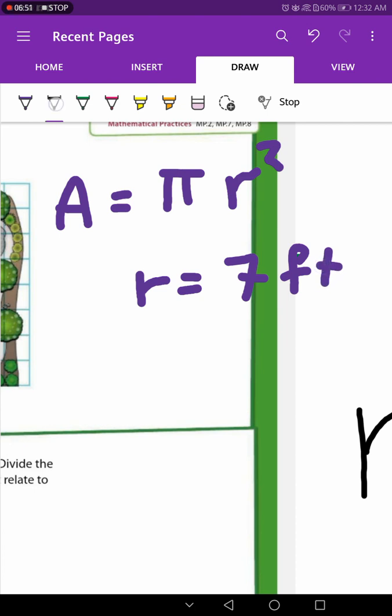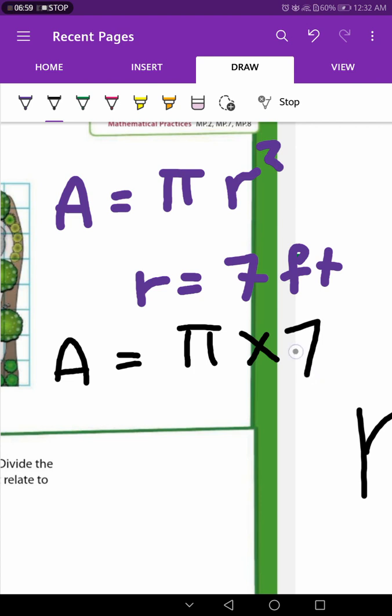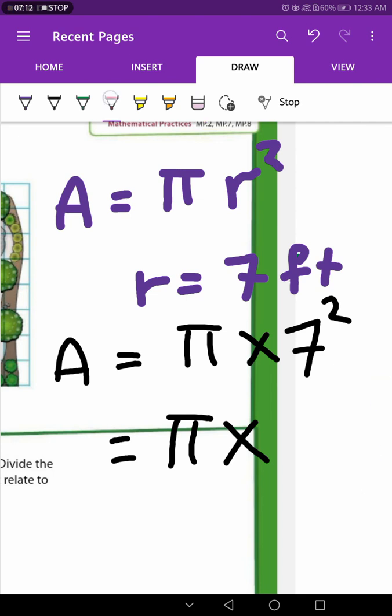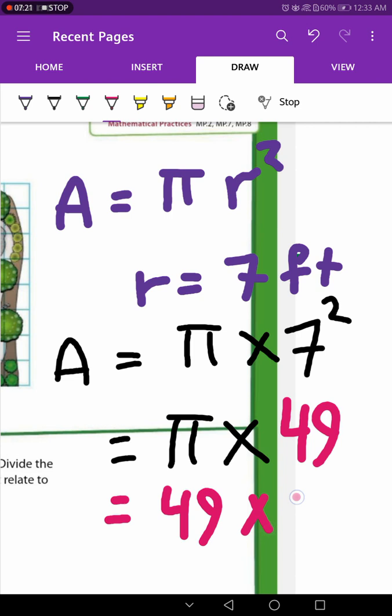So to find the area, we write A equal pi multiply r square, and the r is 7, so it is 7 square, which equals pi multiply 7 square. That means 7 multiply by itself, as you know before. So 7 by 7 equal 49. Good. And this equals 49 multiply pi.